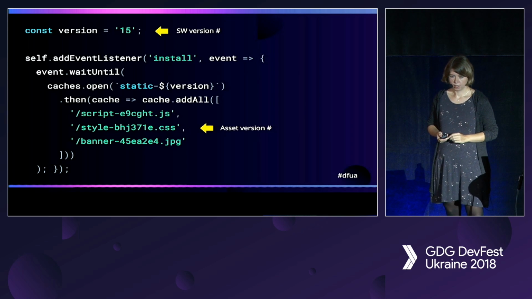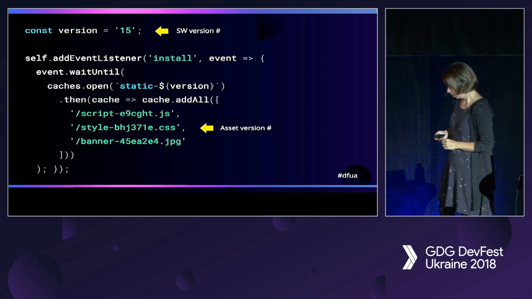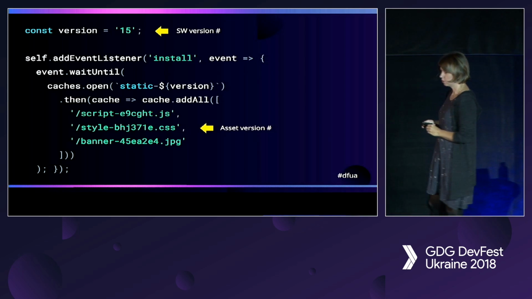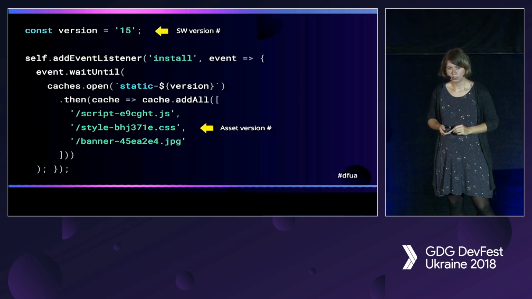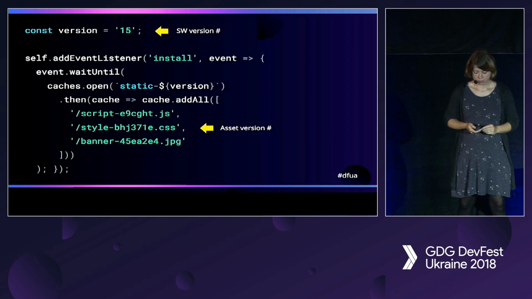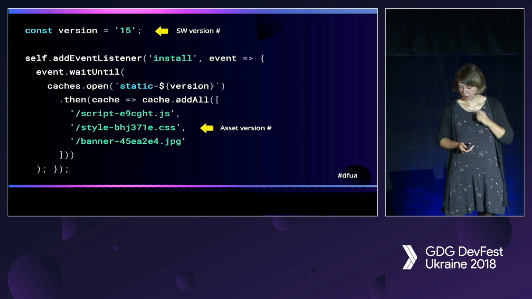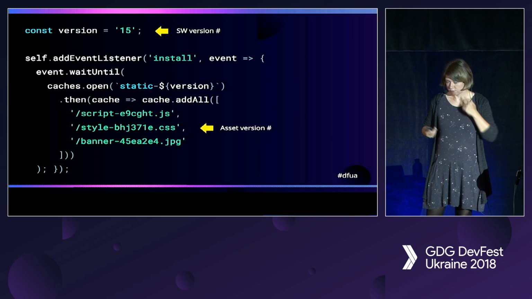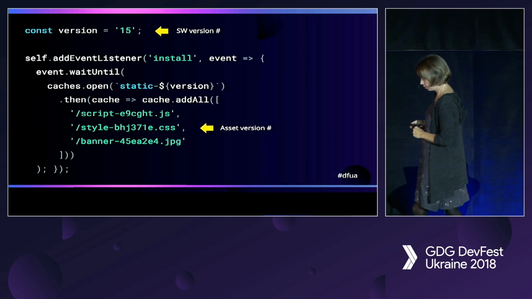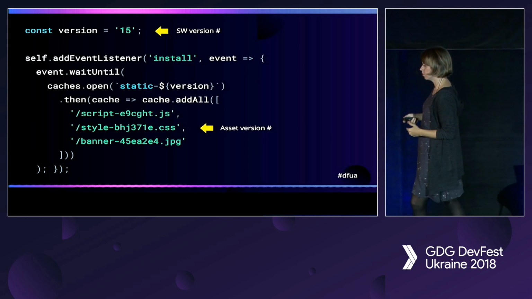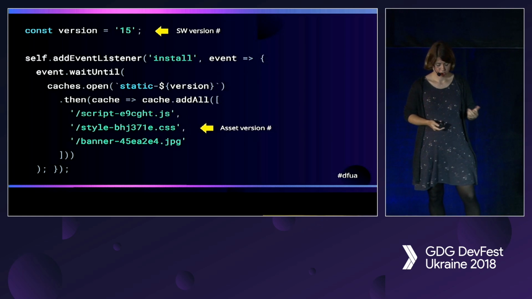And usually the most convenient thing is to just hash based on the actual content of the file. Then you know that if the content did not change, the hash did not change, so you don't need to refresh the content. And also you need to change the service worker version, or just change its content in some way so that the browser knows, aha, this is a new service worker with new assets. I need to refresh everything.